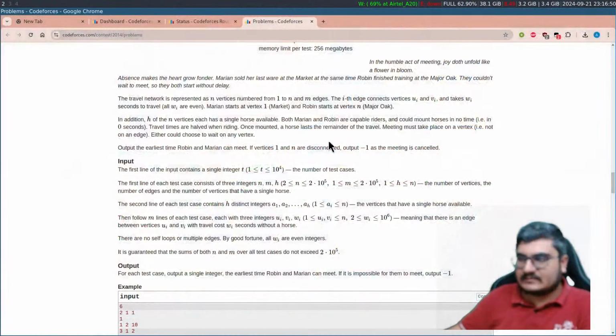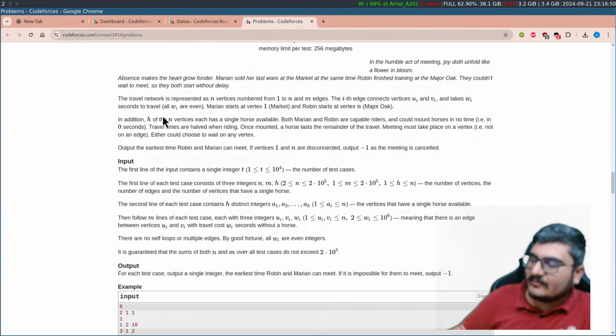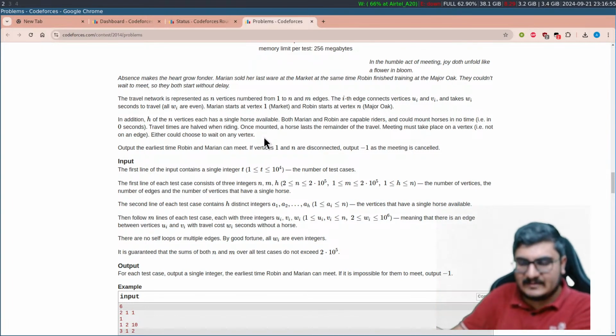This is the main reasoning which tells us we don't have to really care about just one horse. Just start from n, go as long as you can using Dijkstra. If you find a horse, put some variable in Dijkstra saying that we have now found a horse, and now we should divide all the next edges by 2.